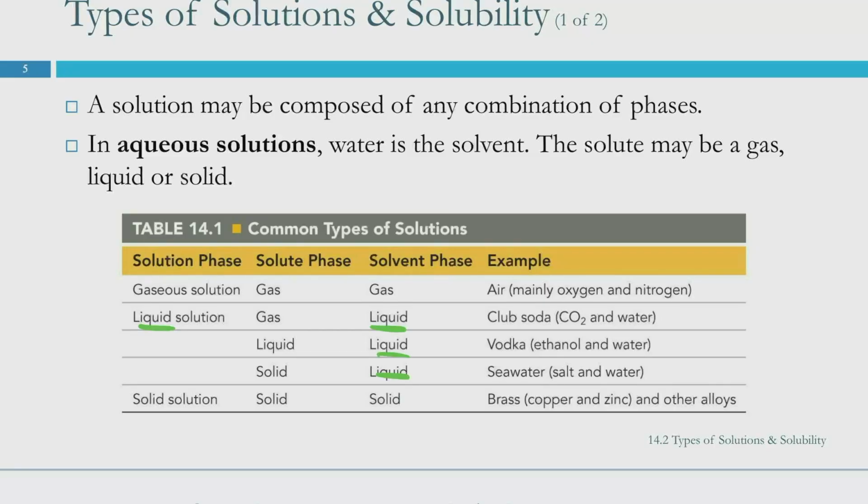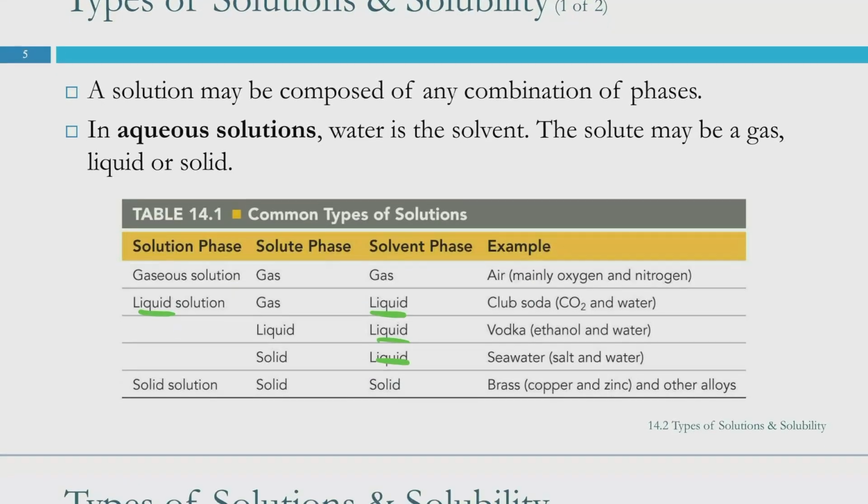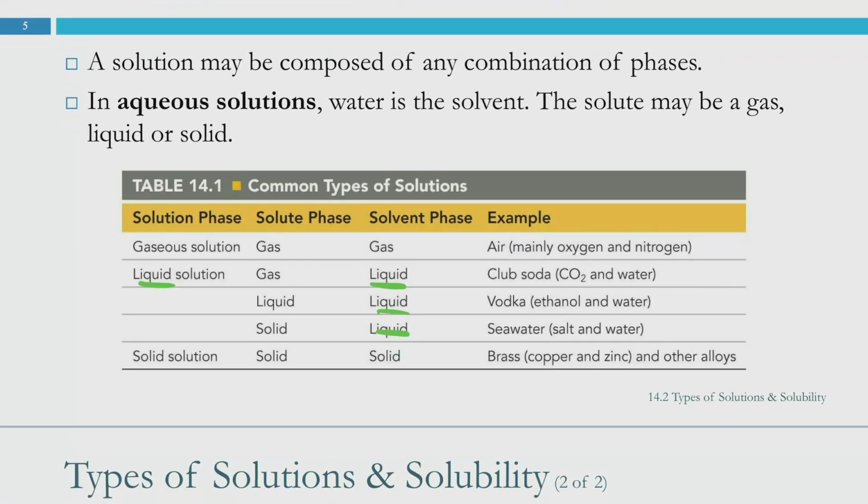Generally, when we're talking about solutions in chemistry class, we're usually talking about aqueous solutions. The aqueous is often implied, even if we talk about other solutions. Usually we mean aqueous solutions when we talk solutions.